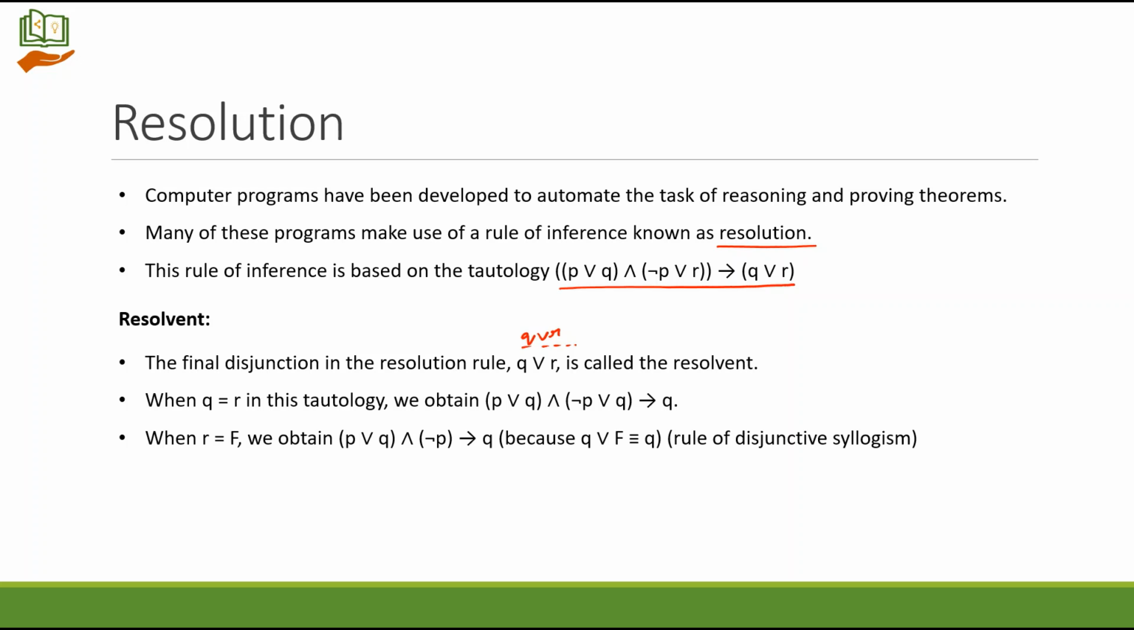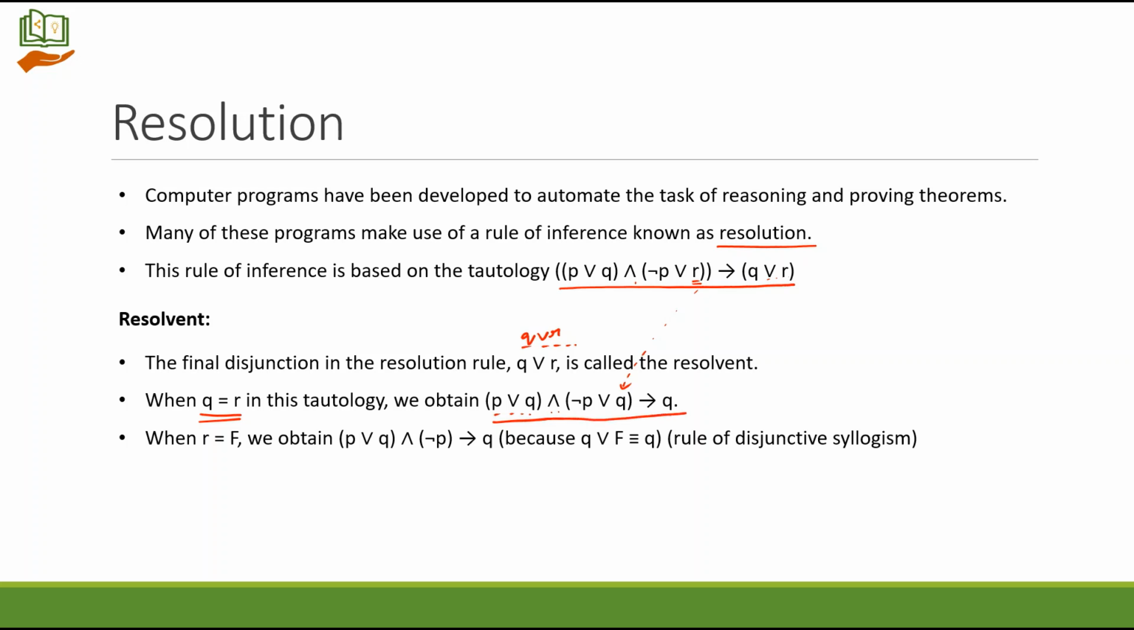P or Q will stay as it is, conjunction will stay as it is, negation of P or R is given. So we know Q is equal to R. So instead of this R, we can substitute Q again. And we know Q and R are going to be the same. True or true will give you true. False or false will give you false. So in that case, we are retaining only Q and leaving out this particular part, because Q is equal to R. So when Q is equal to R in this tautology, we apply this particular expression.